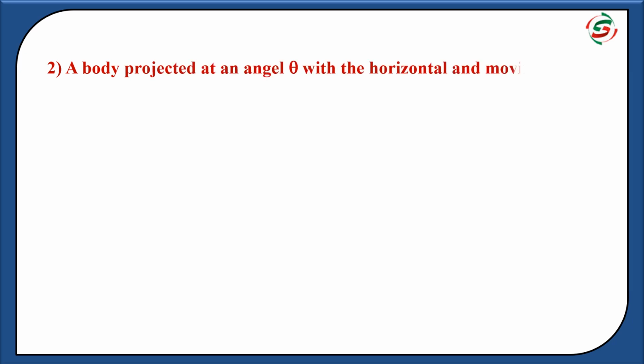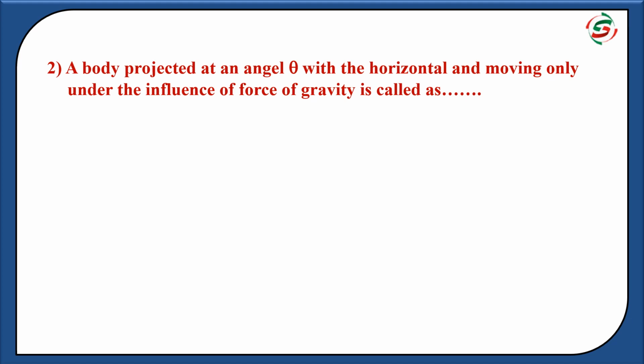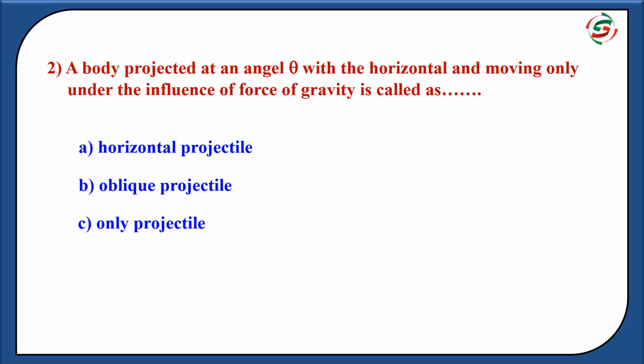Now question number 2. A body projected at an angle theta with the horizontal and moving only under the influence of force of gravity is called as: number A, horizontal projectile; number B, oblique projectile; number C, only projectile; number D, both A and C. So your answer is oblique projectile.